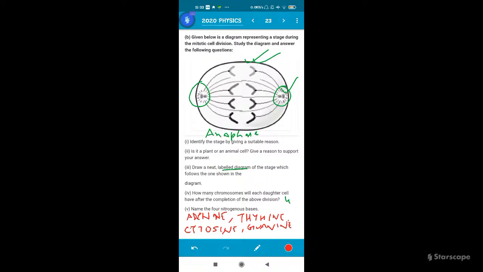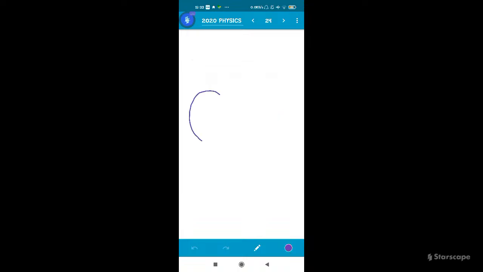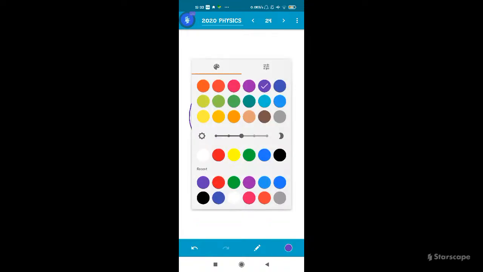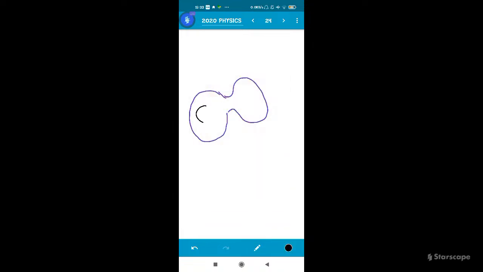Alright, so your question was draw a neat labelled diagram of the stage which follows the one which has been shown in the diagram. So after anaphase we have telophase, where a furrow forms in the animal cell, and basically the furrow deepens in order to form 2 daughter cells. The diagram will be somewhat like this. The furrow has deepened. The diagram which I am making is not very good. Please bear with me. You can check the correct diagram, or you can say the perfect diagram in your book. So I am just making it in order to make you understand.